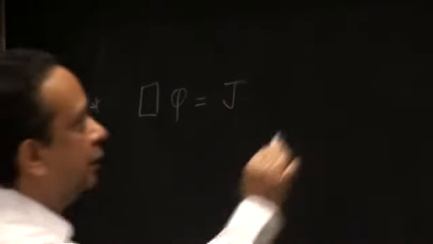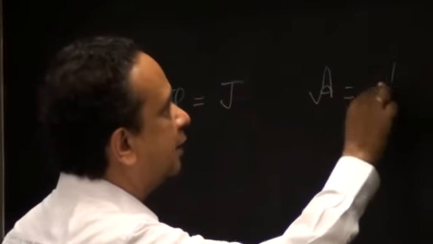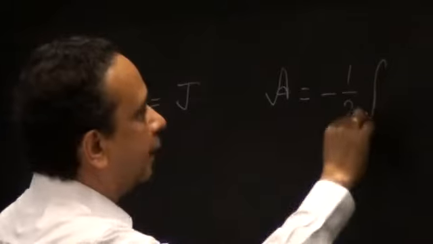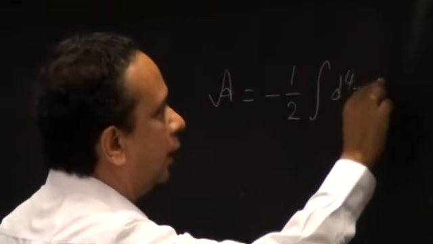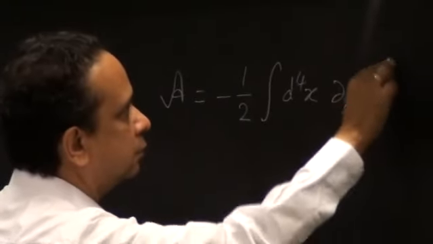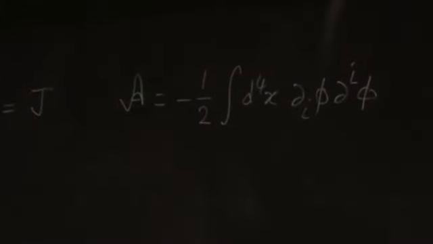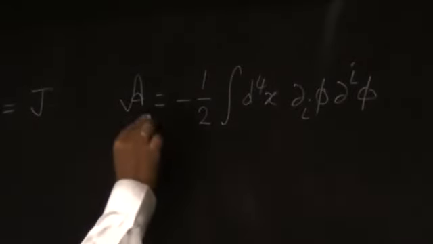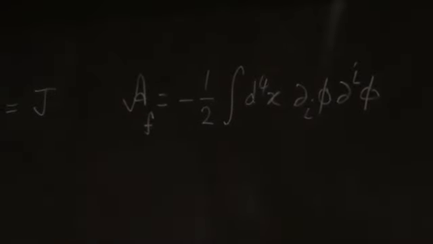We all know that. This comes from an action where I could have written it as, let us say, minus half integral d^4x ∂_i phi ∂^i phi. No problems there. And then, of course, this is the free field action. Then you add to it that J phi term. That I am not so much concerned about.